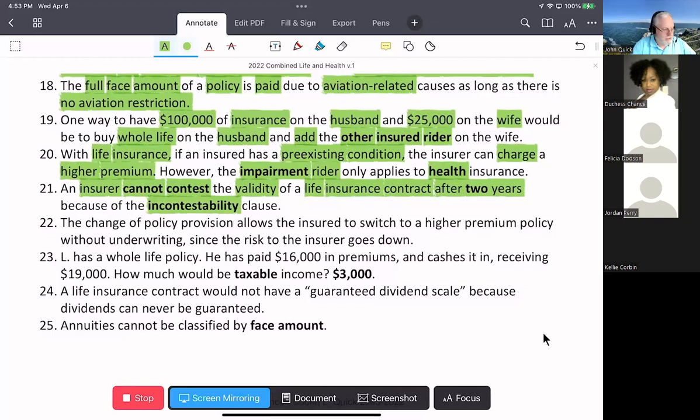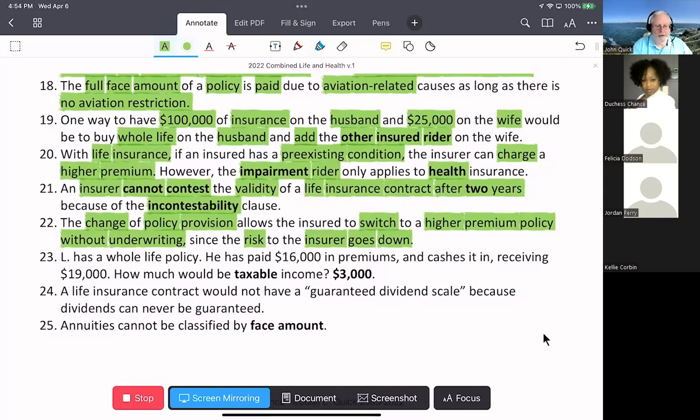The change of policy provision allows the insurer to switch to a higher premium policy without underwriting, since the risk of the insurance company goes down. So you can always switch from term to whole life because they're getting more money, but they won't let you switch from whole life back to term unless you prove that you're insurable, because their risk just went up. They're not getting as much premium from you.